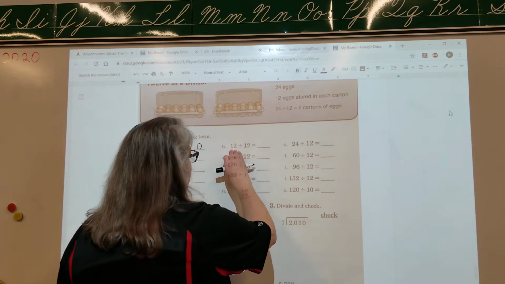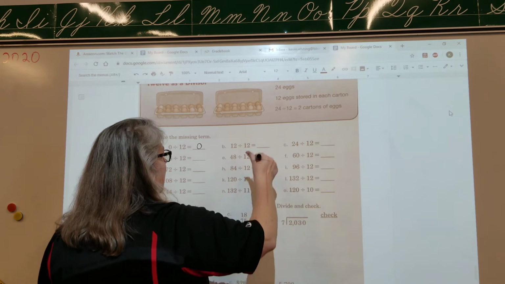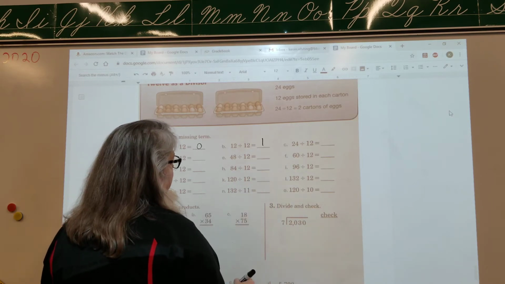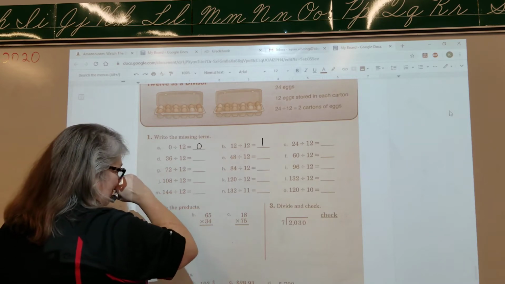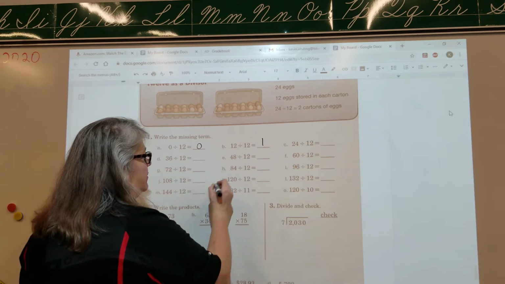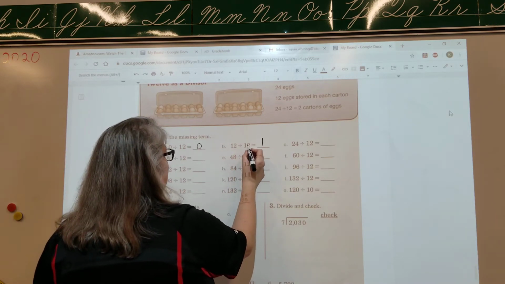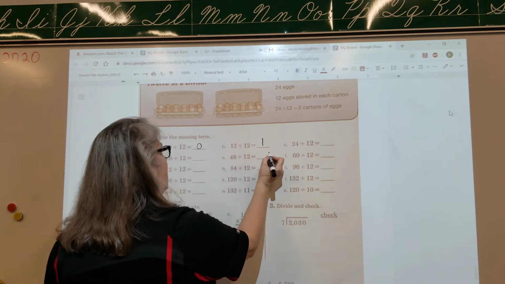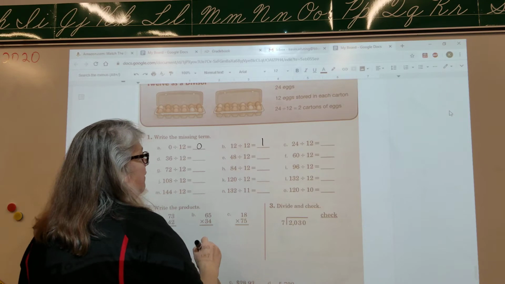Now, 12. If I have 12 eggs, and I'm going to put 12 in each carton, I will need 1 carton. Now let's look at the opposite. Remember, division and multiplication are opposite of each other. So 0 times 12 equals 0. So let's check it that way. If I have 12 eggs, and I'm going to put 12 in each carton, I only need 1 carton. Let's look at the opposite. 1 times 12 equals 12.